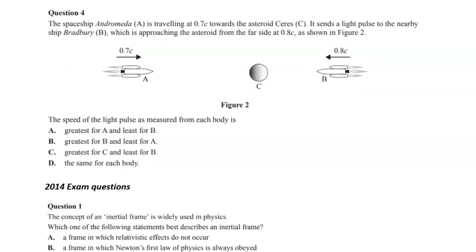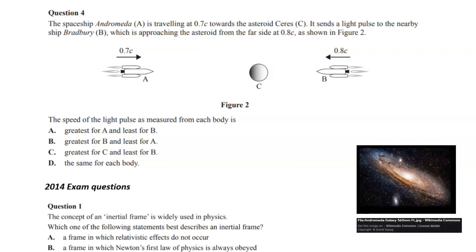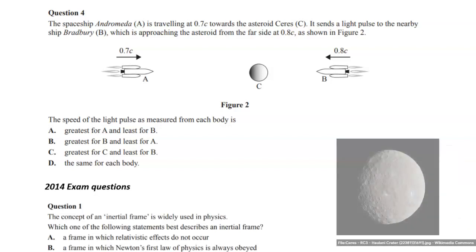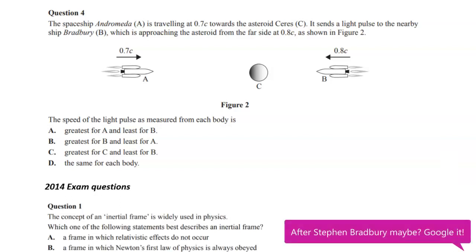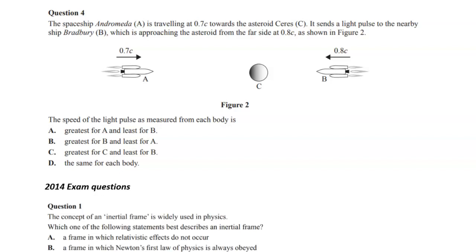Okay, question 4. We've got the spaceship Andromeda. That's the name of our nearest galaxy, Andromeda. I might be saying that wrong. It's traveling at 0.7 c towards an asteroid Ceres, and we've got A and C here nicely. It sends a light pulse to a nearby ship, Bradbury, which is approaching the asteroid from the far side at 0.8 c. So it appears like this, 0.7 c and 0.8 c with respect to Ceres's reference frame. The speed of the light pulse measured by each body is always going to be the speed of light. So the answer for this one must be D. Because we're in a vacuum, the speed of light will always be c.